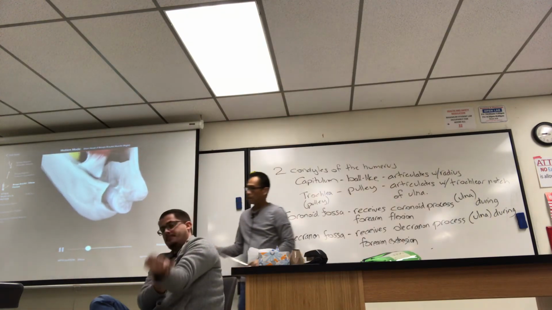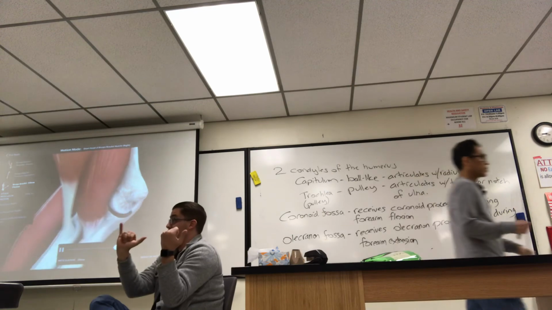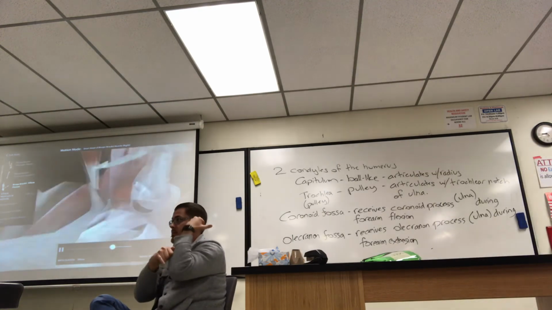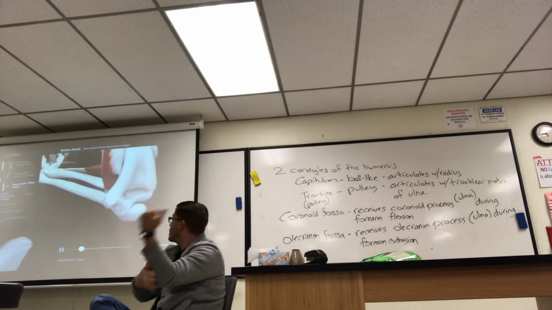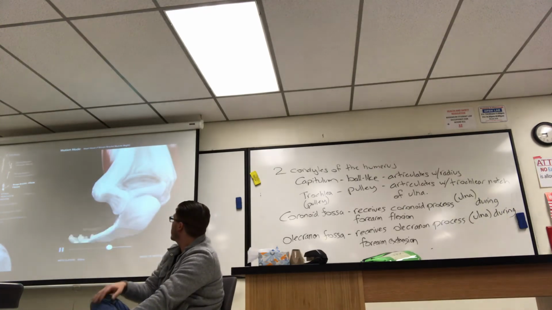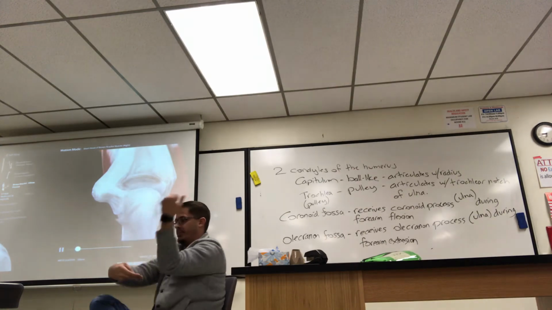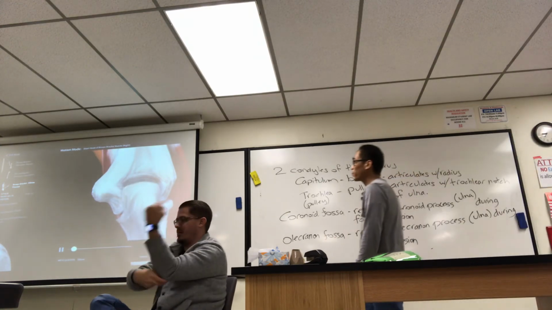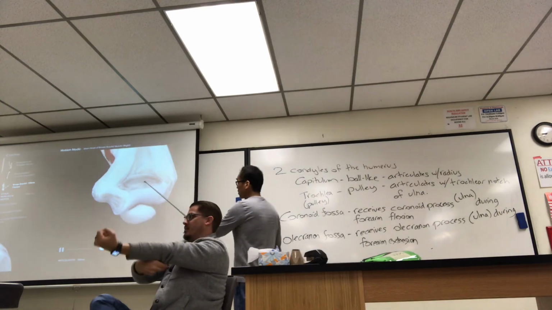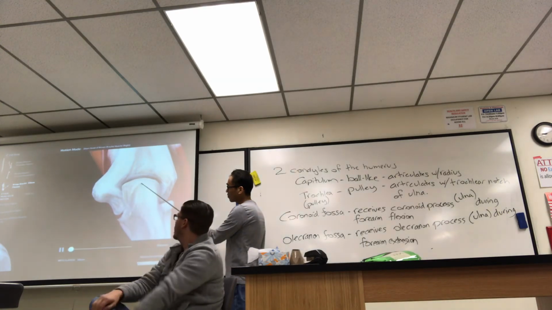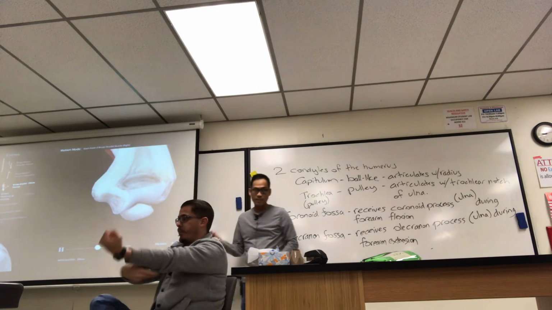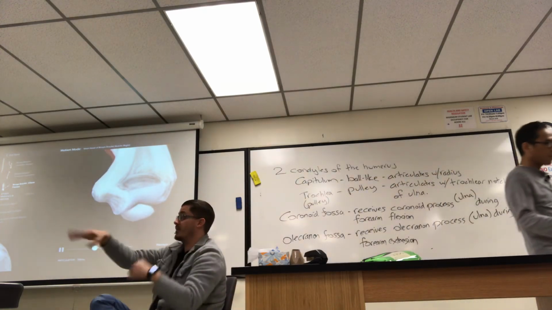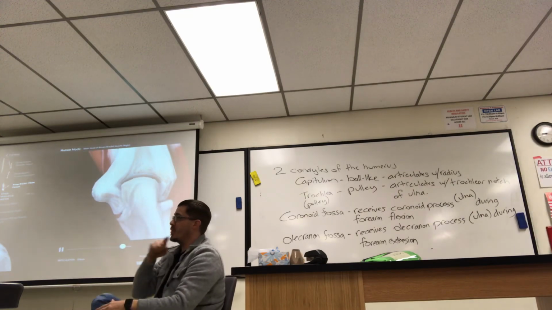And by the same token, when you extend, the olecranon fossa receives the olecranon. That's easier to see because the muscle's not in the way. So there's the olecranon fossa. When you fully extend, the olecranon kind of fits in that space. When you elbow someone, you're basically elbowing them with the olecranon, the bony part of your elbow there.